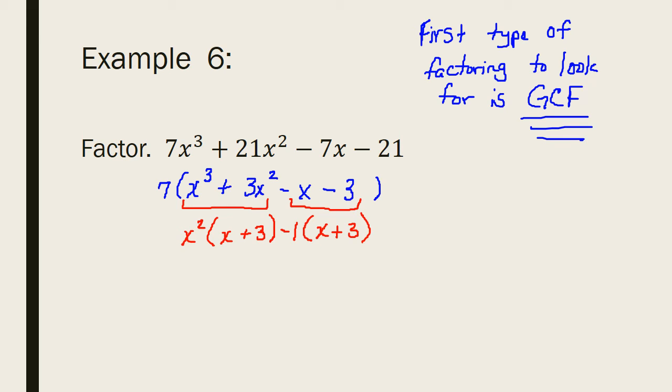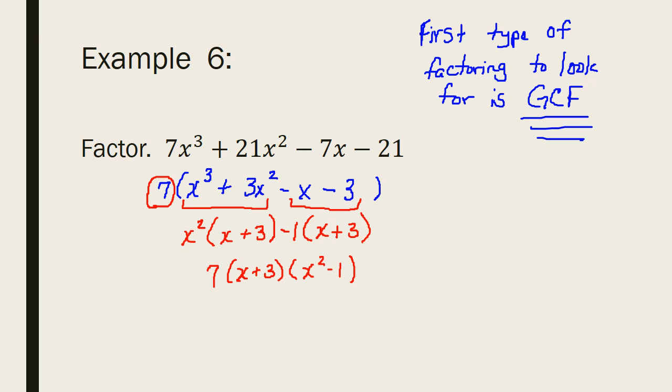All right, so now remember the grouping method. Those two sets of parentheses are the same. We just bring it down once, x plus 3. And then the leftovers go in the other set of parentheses, x squared minus 1. And then remember this 7 right here? We can't forget about that guy right there. That 7 needs to go in front right there.